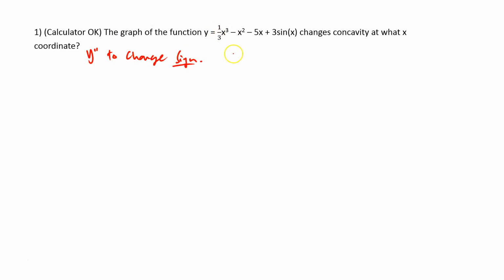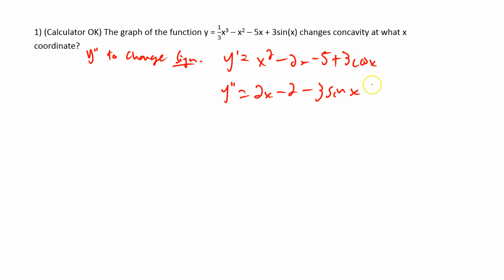Okay, so let's do the derivative here. Y prime is going to be just the 3 comes to the front, cancels with the 1/3. So we have x squared minus 2x minus 5 plus 3 cosine x. So y double prime then will be 2x minus 2. The 5 goes away, and we'll have minus 3 sine x because the derivative of cosine is negative sine.